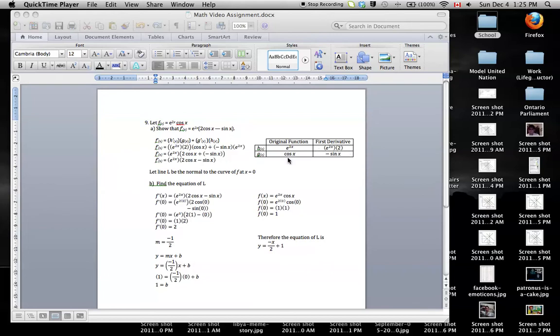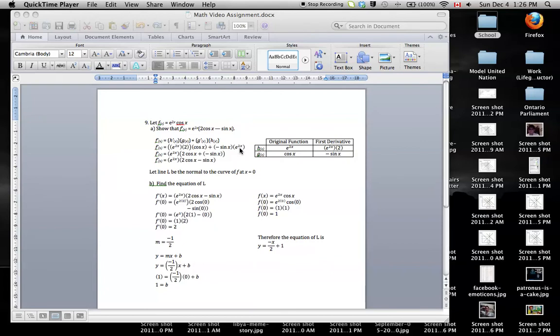Now for our second function, cos x, we learned in class that cos is another function where we just have to remember the derivative. So the derivative of cos x is negative sine x. Once we input all of these different functions into the product rule, we get e to the power of 2x times 2 times cos x plus negative sine x times e to the power of 2x.